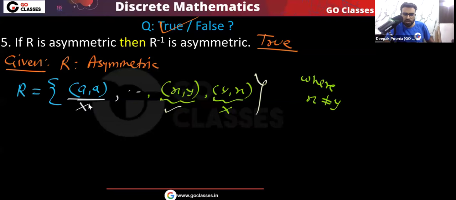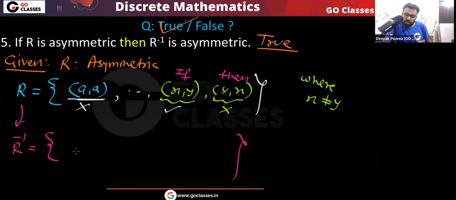So you can see that this is your relation R. R is asymmetric, so this is how your relation R will look. If xy belongs to R, then yx will not belong to R, and this type of reflexive pairs will not be there in R. So what can you say about R inverse? To get R inverse, what will you do? You will just swap the elements in all the ordered pairs. You can see these reflexive pairs are not in R, so they will not be in R inverse also. If the reflexive pairs are not present in R, then in R inverse also reflexive pairs will not be present.